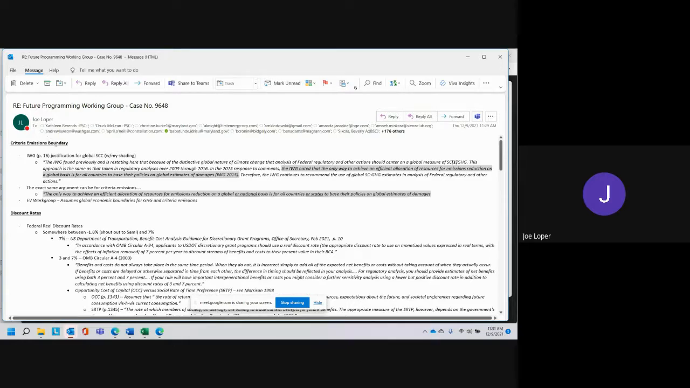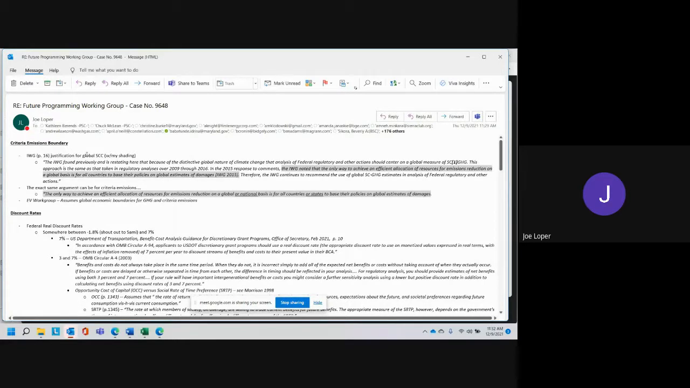some of these things. So on the criteria emissions boundary, it's actually the emissions economic boundary. This is not the emissions intensity boundary. That's the Maryland state line for intensity, but for the economic boundary, I pulled this from the IWG technical document for the global social cost of carbon. And let me just read it. The IWG found previously and is restating here that because of the distinctive global nature of climate change, analysis of federal regulatory and other actions should center on a global measure of GHG.